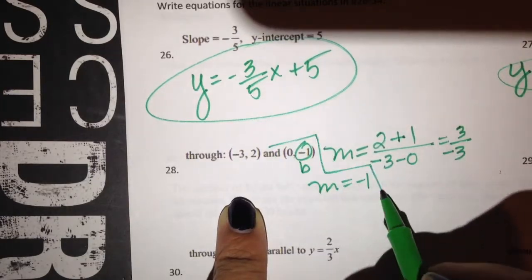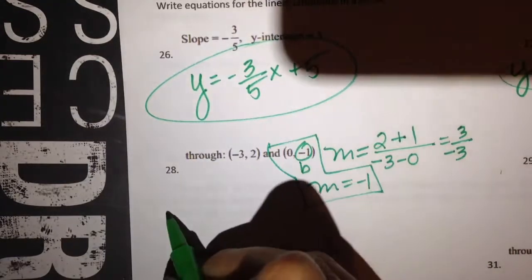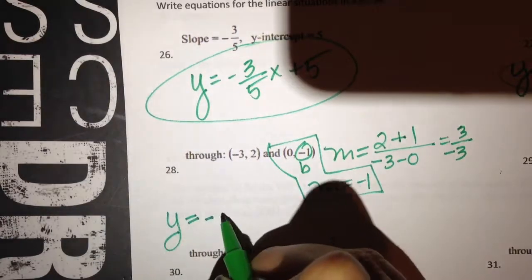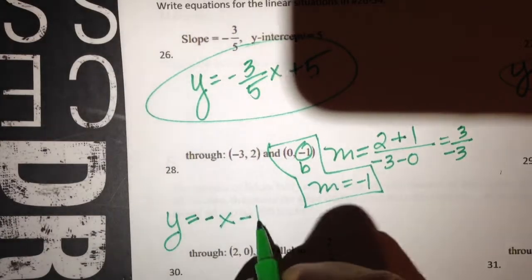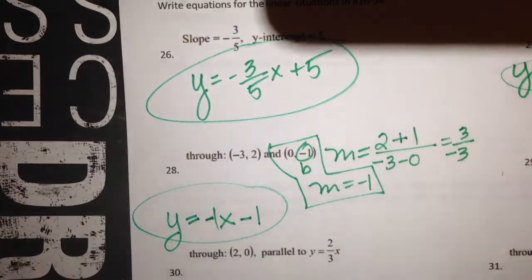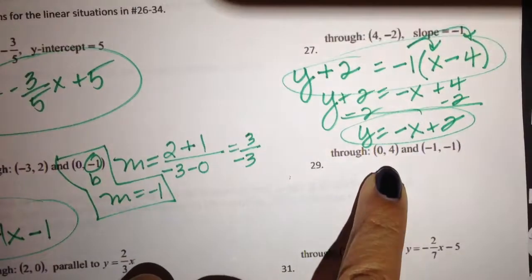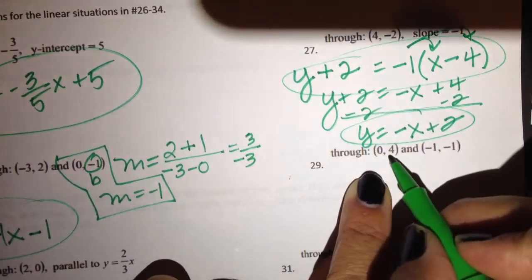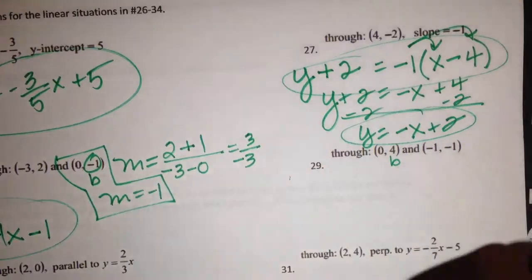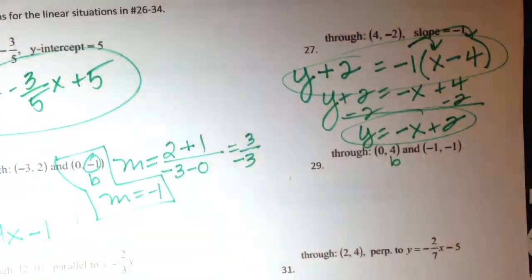I noticed that my b was negative 1. So y equals negative x minus 1. There's your slope, negative 1x. I have another situation here where I'm recognizing that there's the b. I'm going to switch colors. The green's starting to run together for me.